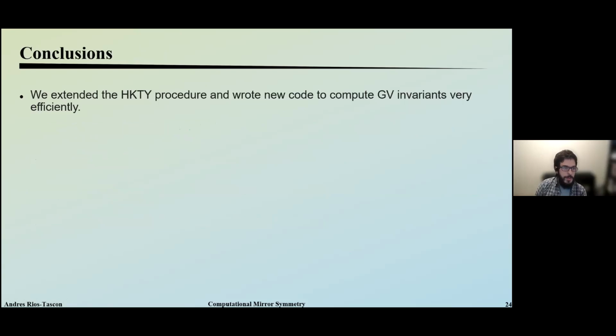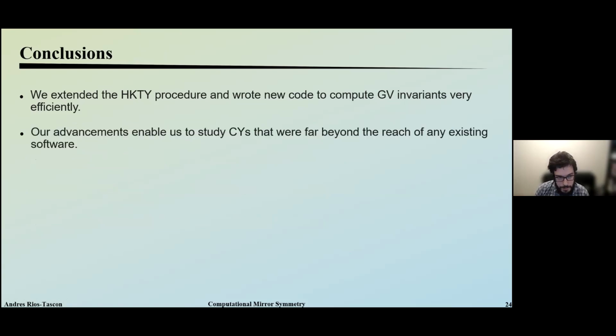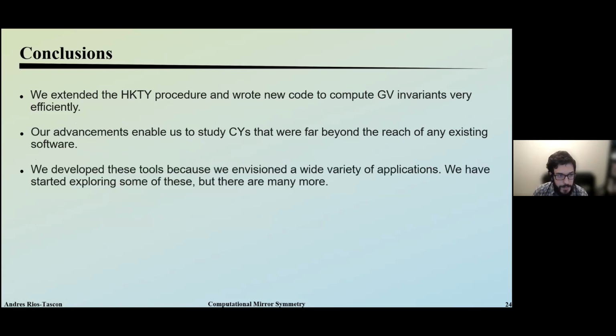So finally, let me conclude. We've extended the HKTY procedure and wrote new code to compute GV invariants very efficiently. Our advancements really enable us to study Calabi-Yaus that were completely out of reach for previous software, like the CYTools package.